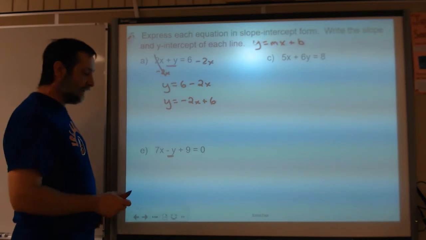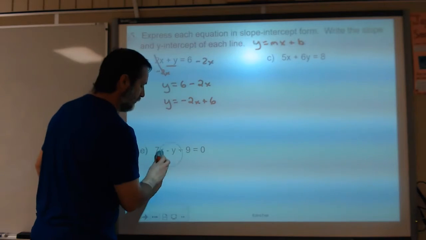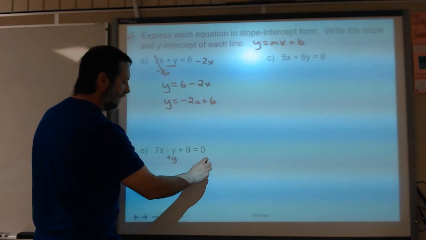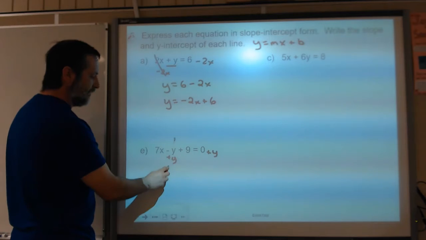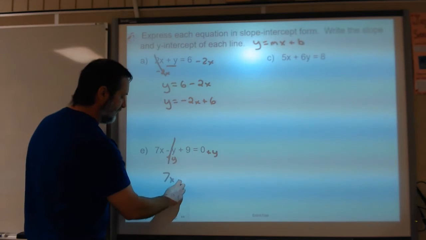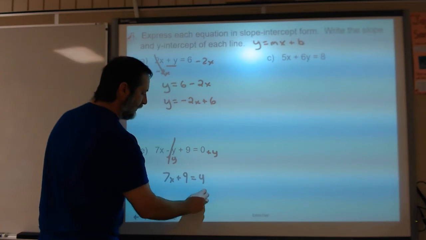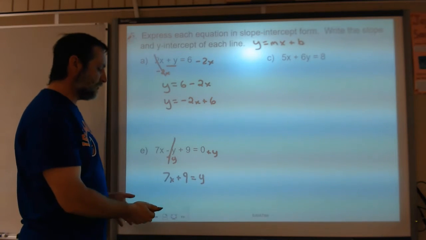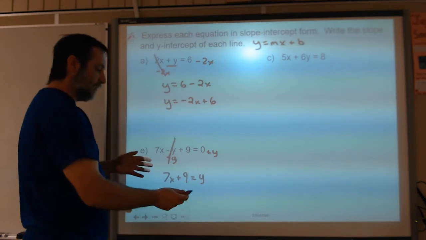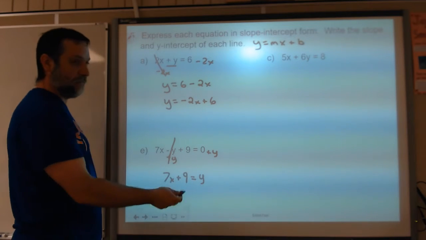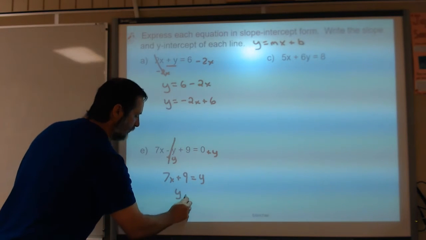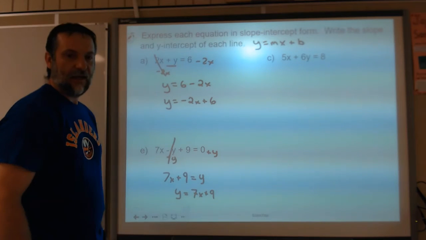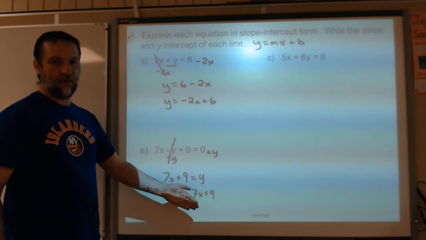Myself, I like to move the y. If I want to make that y positive, I add y to this side, and I add y to this side. That crosses that off, and I end up with 7x plus 9 equals y. My y is already positive, and everything else works out. I can rewrite this in the proper way: instead of 7x plus 9 equals y, I can write y equals 7x plus 9, and I am in y equals mx plus b format.